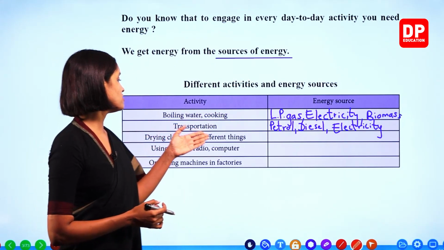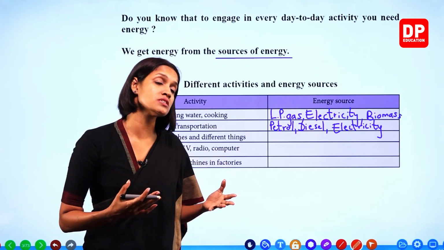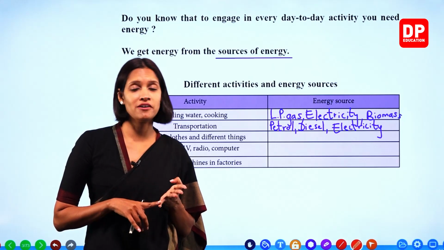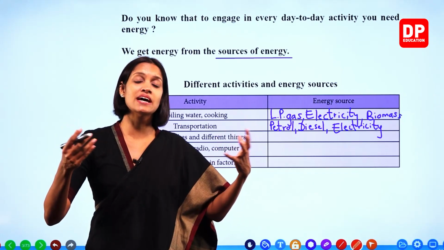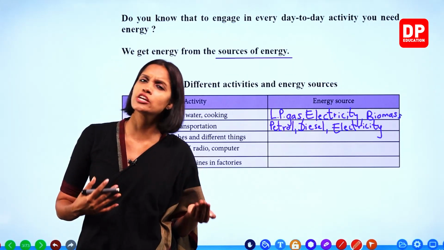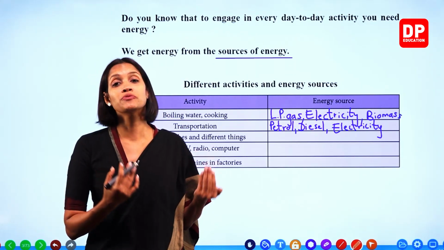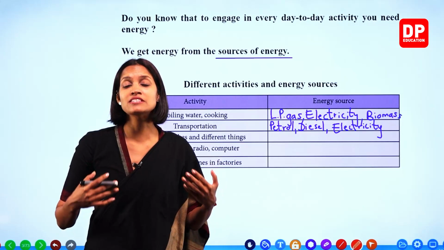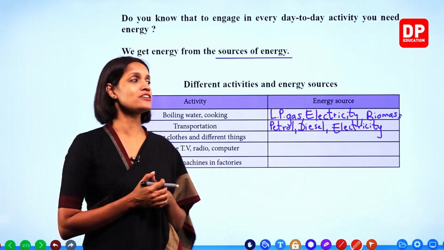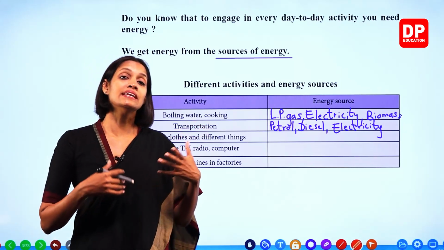Drying clothes and different things. To dry substances, basically we can use solar energy or solar power. Using the sun's heat, we can dry things. And at the same time, when we dry clothes, we learned before that the energy contained in the wind is also very important. Not only that, we can also use electricity.